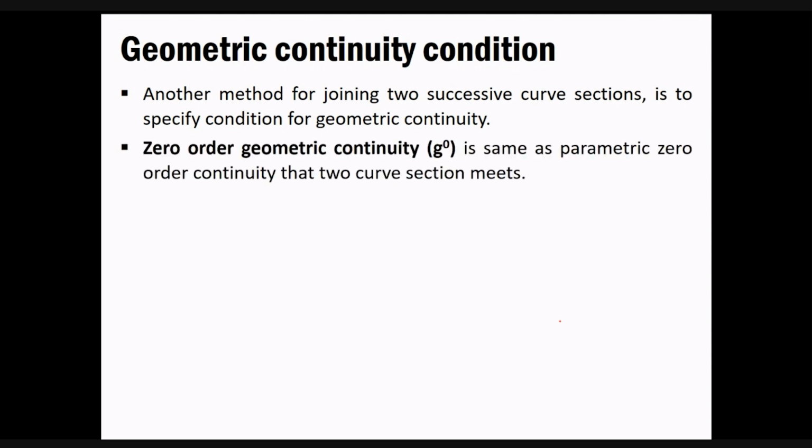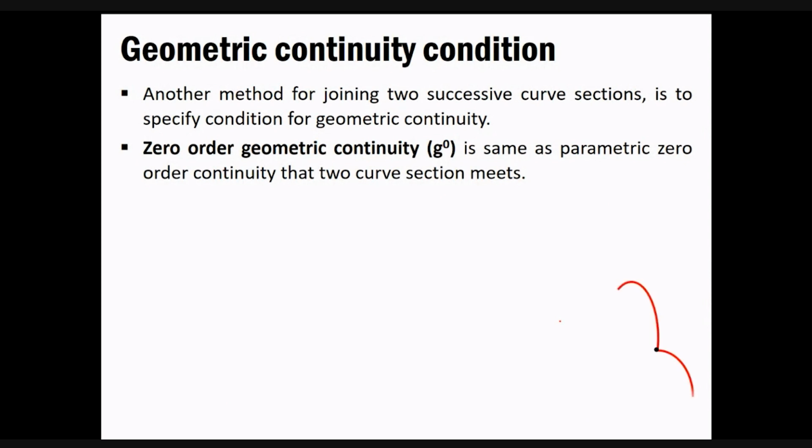Zero order geometric continuity is the same as parametric zero order continuity. That means the two curve sections simply meet, nothing else. We do not have to go with the first order, second order or third order derivative, but it is the same as the zero order parametric continuity that we have just now seen. You will get a better idea once we compare both of these.